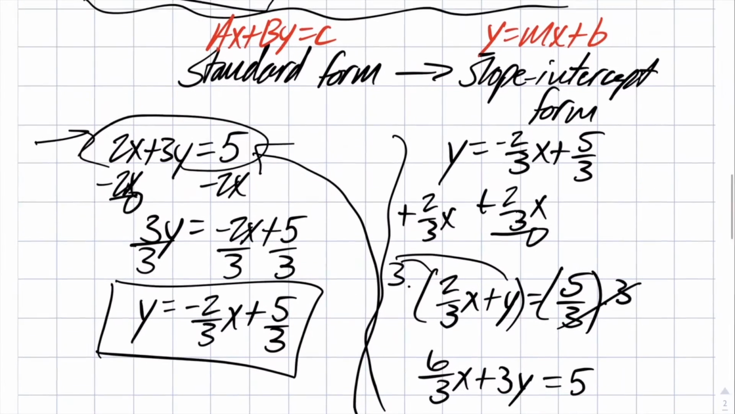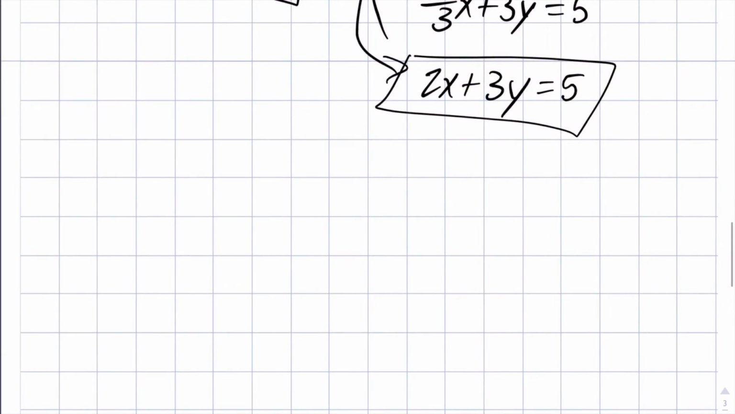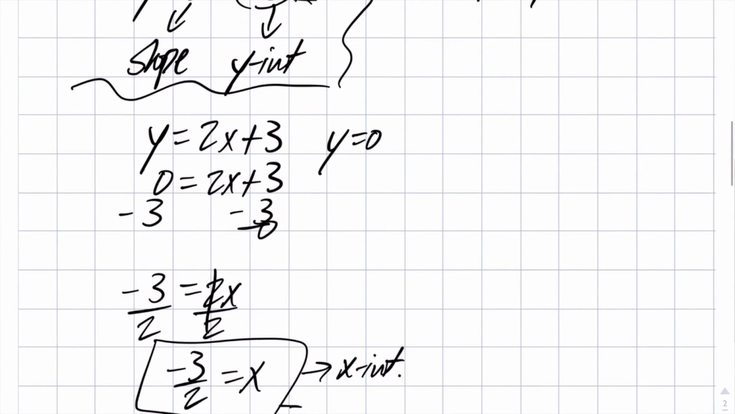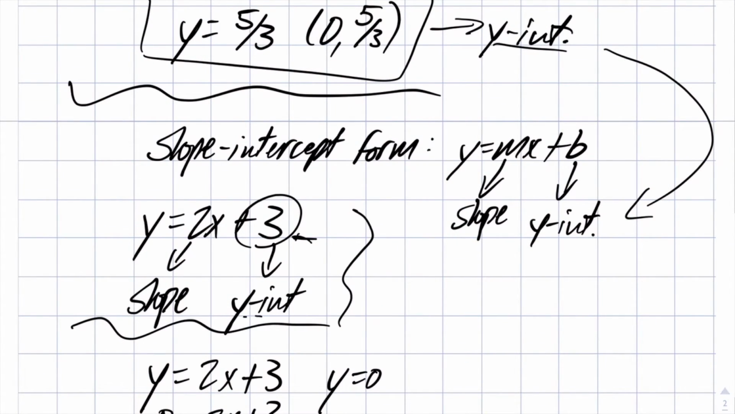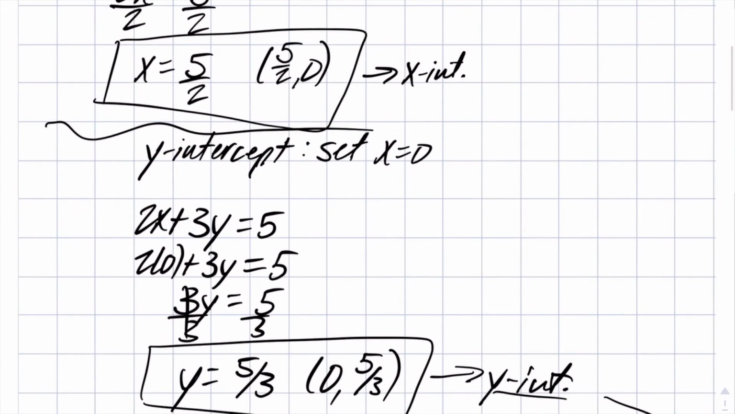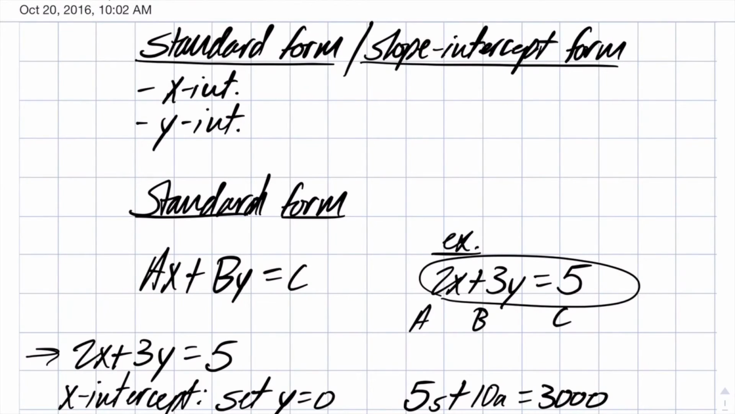Okay? So you just went from one form to the other. And you now know also how to get the x-intercepts and y-intercept for both forms. This was a really quick video, but hopefully it was good and it helped you understand the differences between the two.